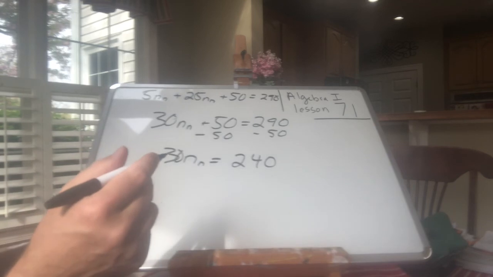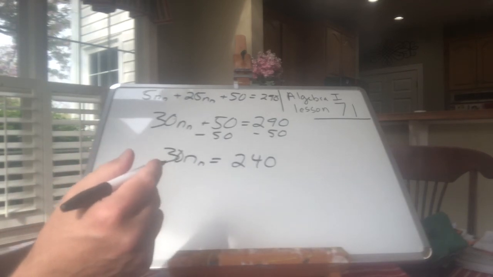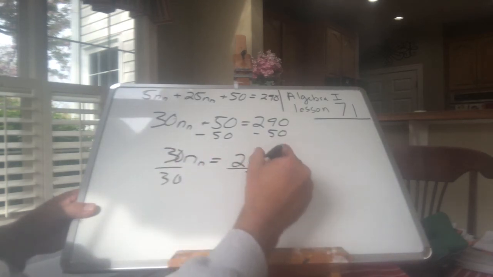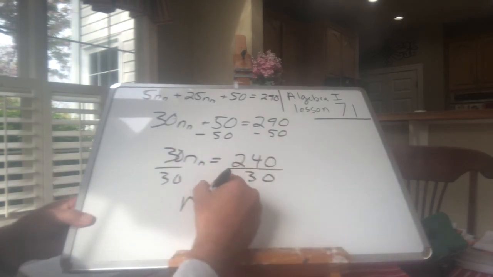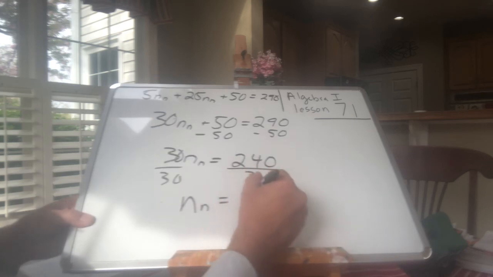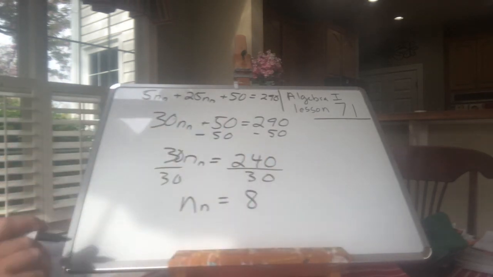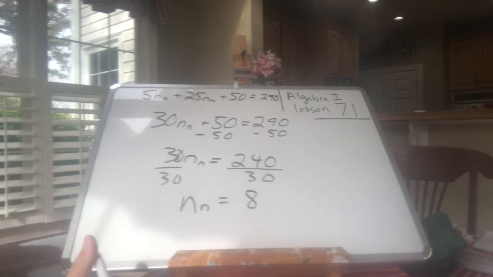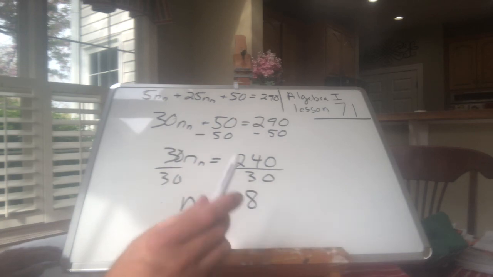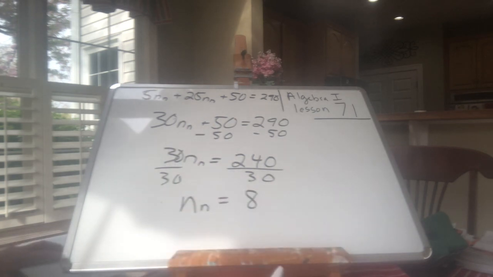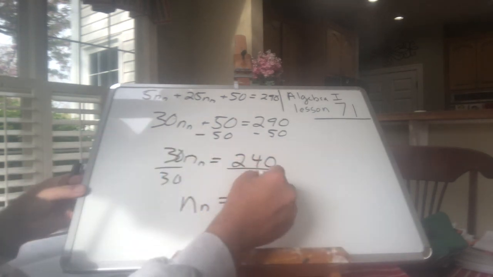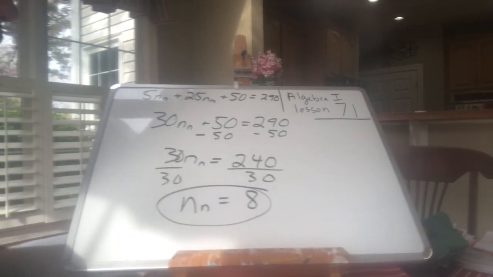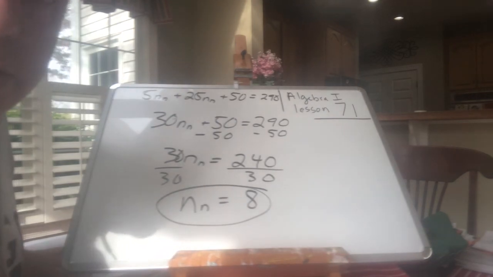30 times something equals 240. Well, I divide by 30. Number of nickels equals 8, right? Then I go back to my original problem and I will substitute in the number of nickels for 8 because I have now found the number of nickels, and I'll be able to solve the number of quarters just as easily.